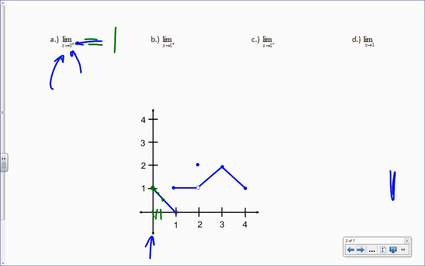So who can tell me what letter B is asking? Just read it to me. What is the problem? How would you read it to somebody? The limit. Very good. The limit as x approaches positive 1 from the right. Okay? So what did we do last time?